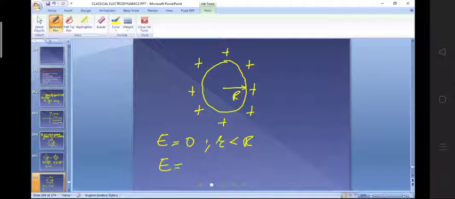Then the electrostatic field outside will be the same as the point charge, kq divided by r square. Suppose you want to calculate the electrostatic field at this point, which is at a distance of small r. Okay, so small r is greater than capital R, it's equal to kq by r square, same as the point charge. So this is true when small r is greater than capital R.